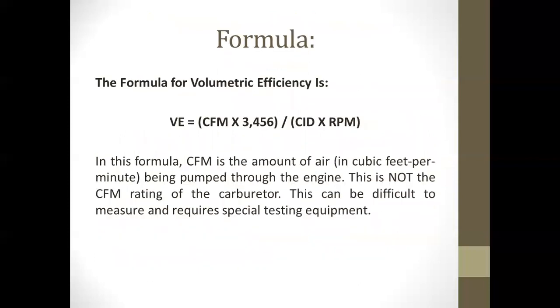Formula. The formula in getting volumetric efficiency is simply: volumetric efficiency is equal to CFM times 3456, which is a constant, divided by CID times RPM, or speed of the engine. In this formula, CFM is the amount of air, in cubic feet per minute, being pumped through the engine. This is not the CFM rating of the carburetor. This can be difficult to measure and requires special testing equipment.